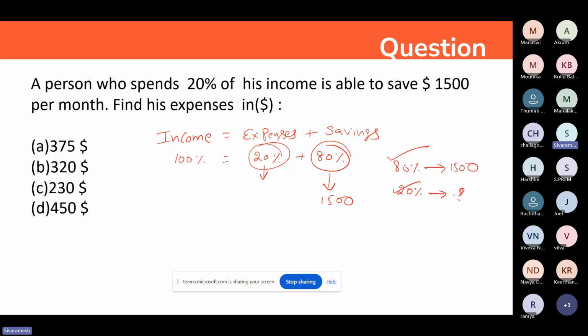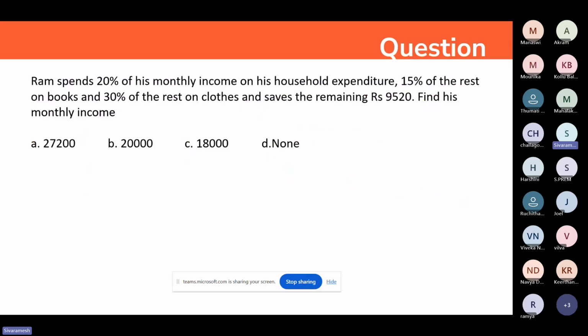Can you tell me, 80% is 1,500, 20% means how much? Just do cross multiplication. 375, sir. Yes, very good. So the answer is 375. That's how it works. So first thing you have to remember, income is equal to expenses plus savings. Here they're talking about expenses being 20% out of 100. So the remaining 80% is savings. So that 80% we equate to $1,500, and we need to find what 20% is. That's it. Even this one you can solve, no issues.